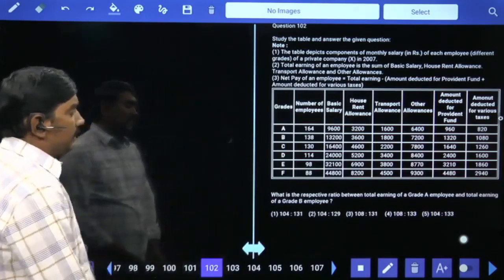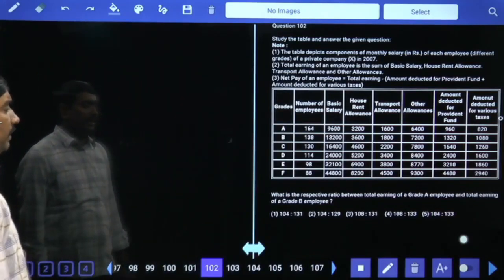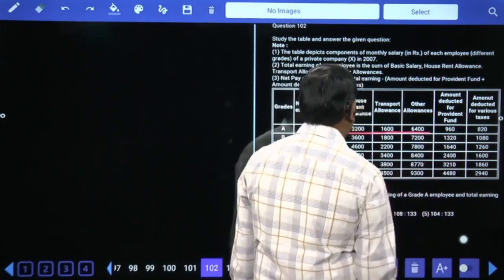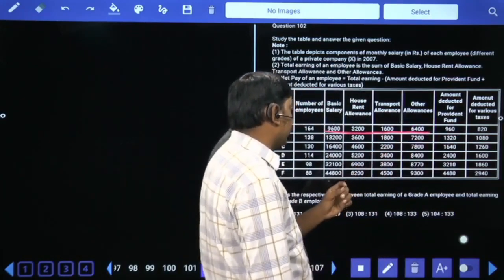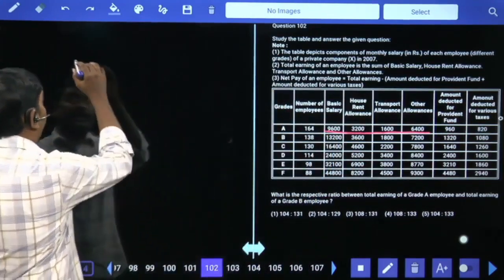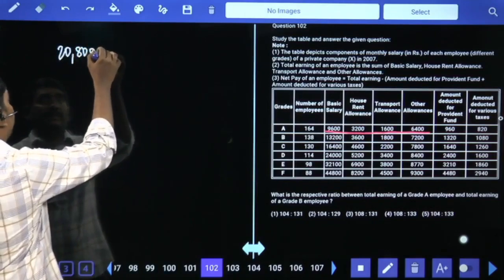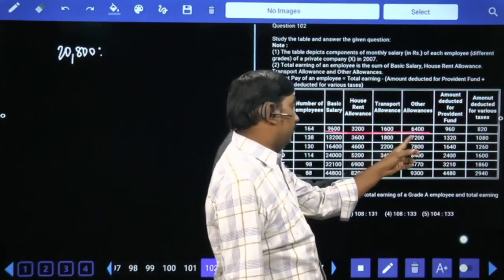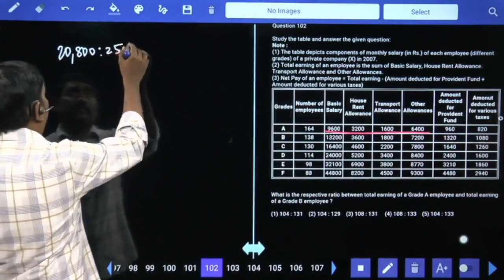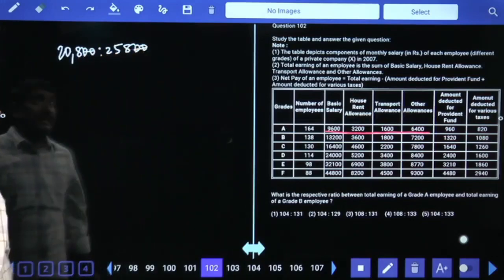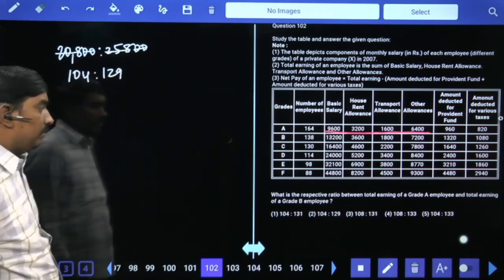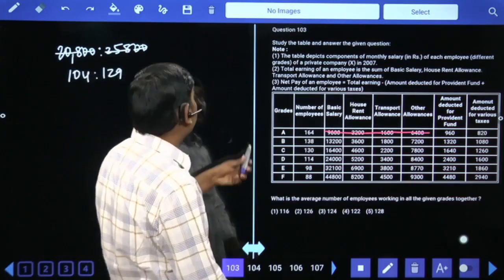Next. What is the respective ratio between the total earnings of a grade A employee and total earnings of a grade B employee? So total earnings of grade A employee: 1600, 6400, 8000, 3200, 11,200 plus 9,600 means 20,800. Grade B: 9,000, 12,600, 25,800. Two zeros will get cancelled. 2 104 times, 2 129 times. 104 is to 129, second option.